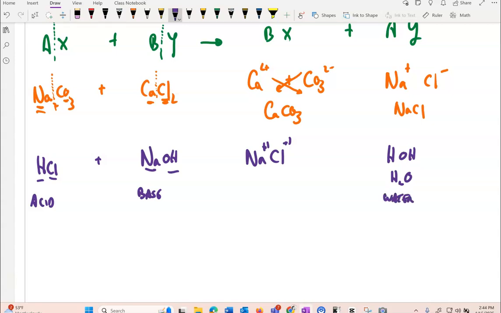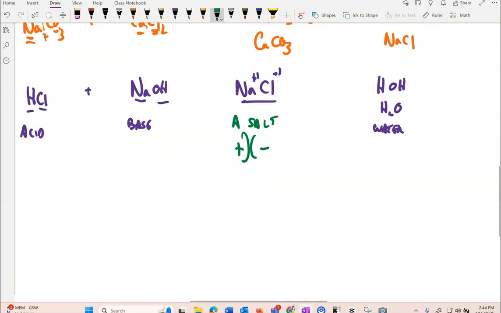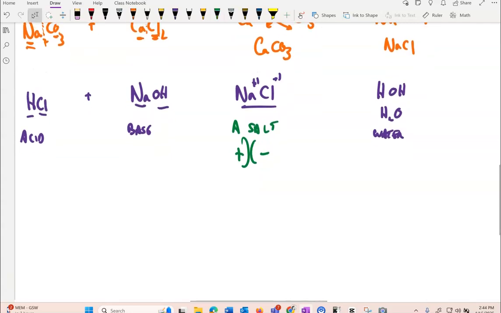This is water, and this is what we're going to call a salt. And all a salt is a positive ion with a negative ion that doesn't do anything. It doesn't have a pH, it doesn't have a charge, it doesn't have anything. It's just totally neutral and doesn't do anything.